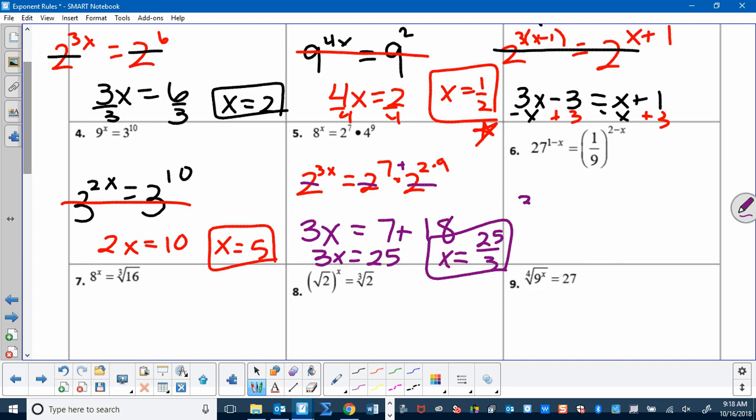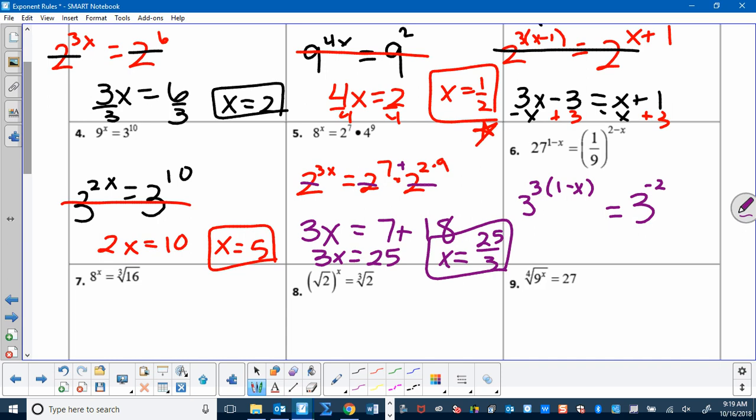Let's start here. 3 to what power? Oh no, I said it was easy and I freaked you out. 3. 3 to the third. Copy down 1 minus x in parentheses. 3 to what power gives you 9? Squared, but it needs to be negative because that would move it to the bottom of the fraction.